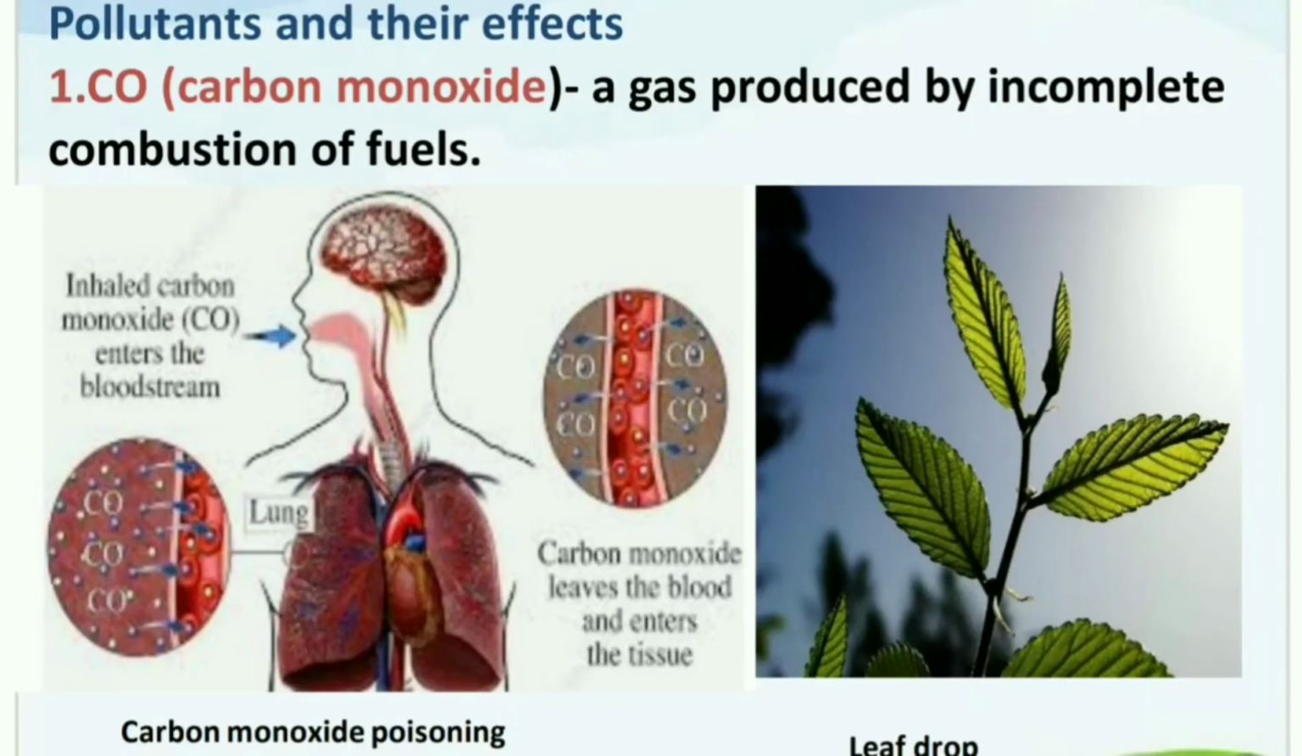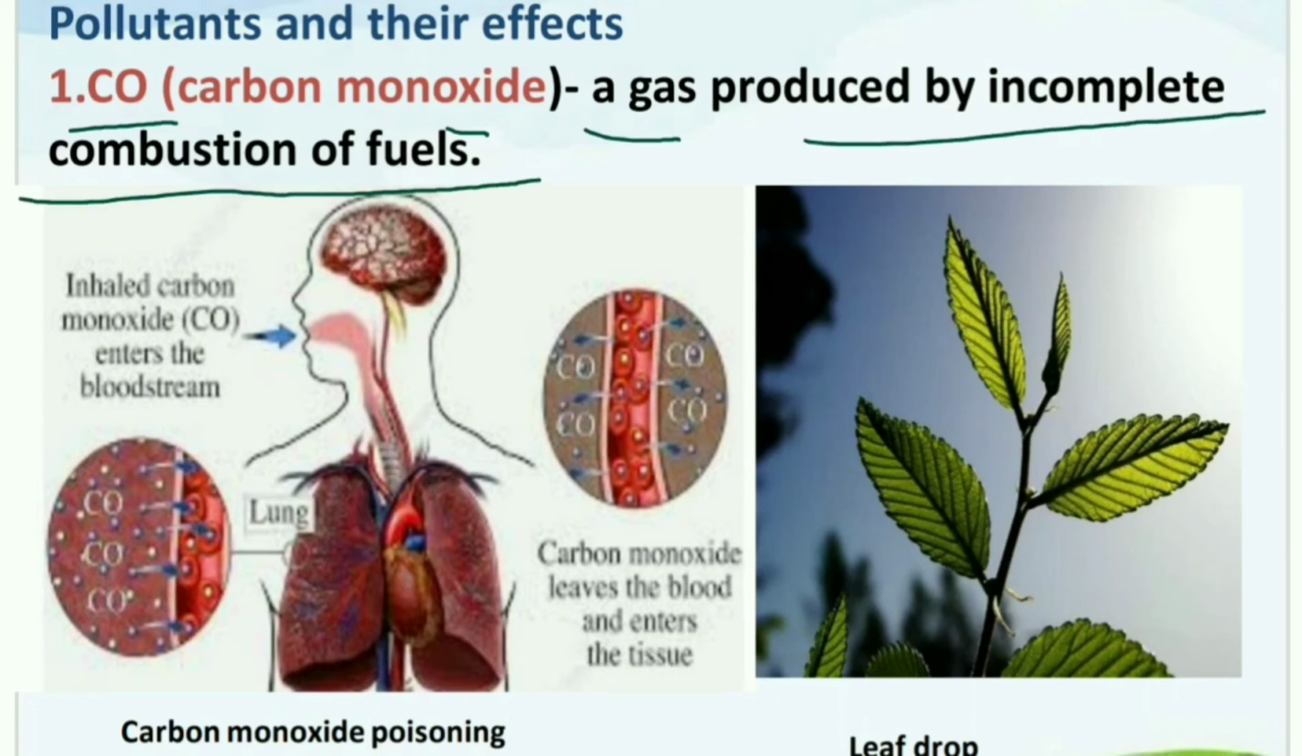So let us discuss some of the major pollutants and their effects. The first one is carbon monoxide. Carbon monoxide is a gas which is produced by incomplete combustion of fuels. When a fuel burns in an insufficient supply of oxygen, carbon monoxide gas is produced.